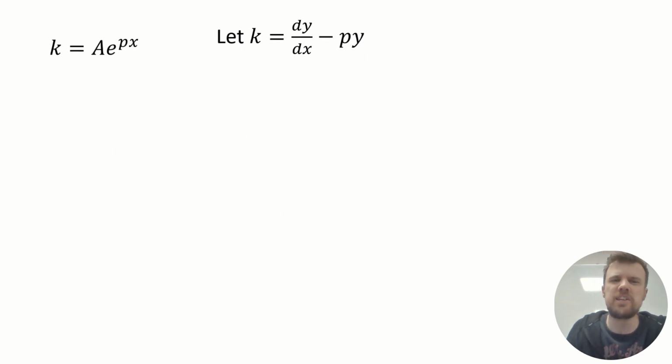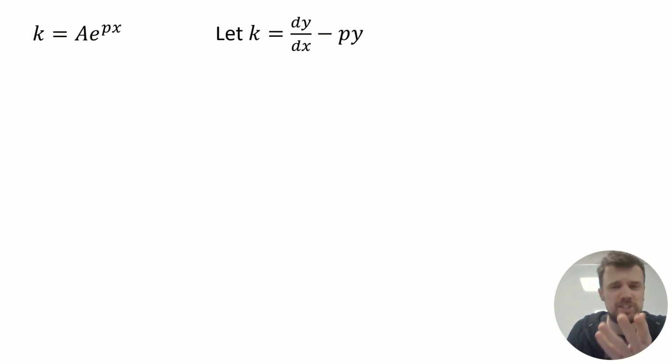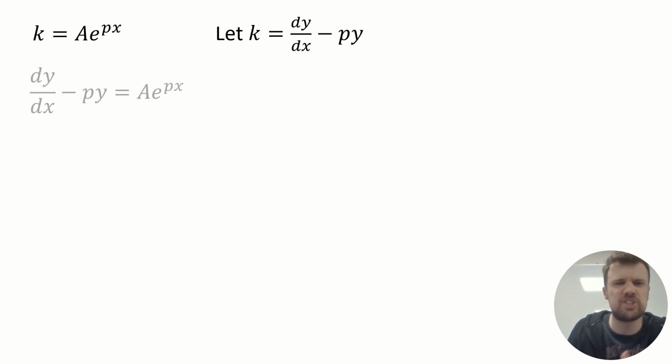So, realizing we already related k to y using the substitution we defined earlier, we can combine these two things to say we've got this differential equation: dy over dx minus py equals a e to the px. Nice. So, therefore, now we can solve this differential equation. Unfortunately, this isn't separation of variables, it's a first order exact equation, but we still know how to solve them, so it's not too much of a problem.